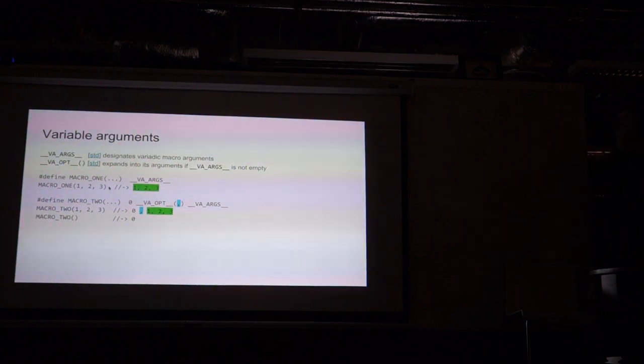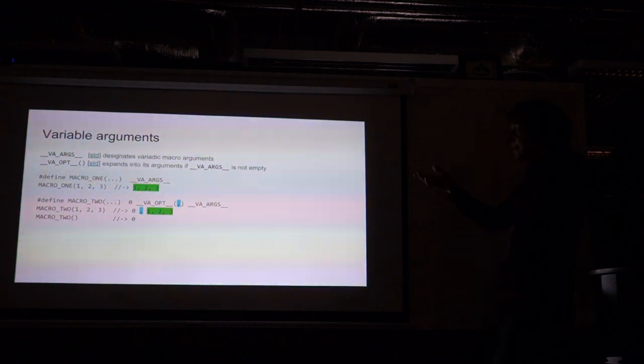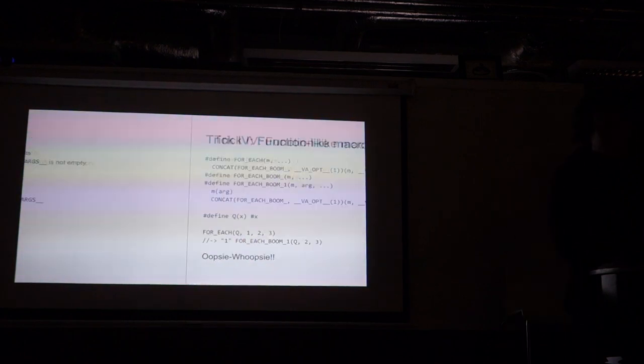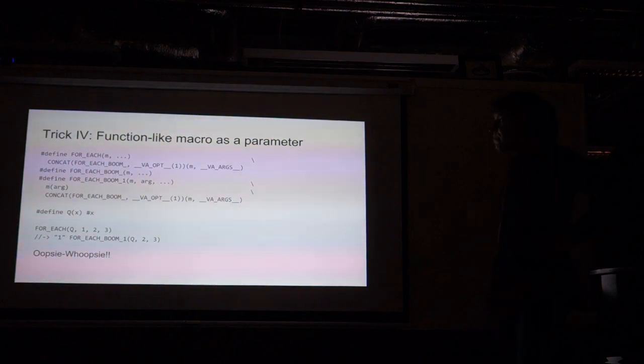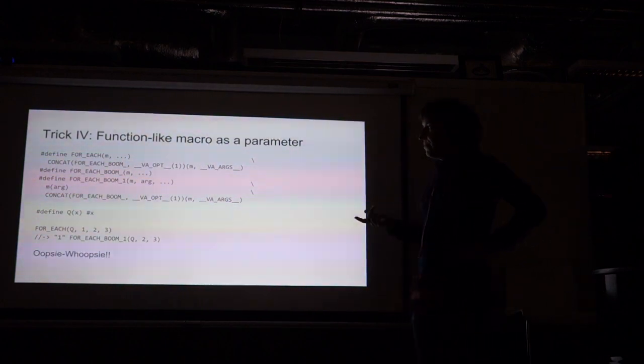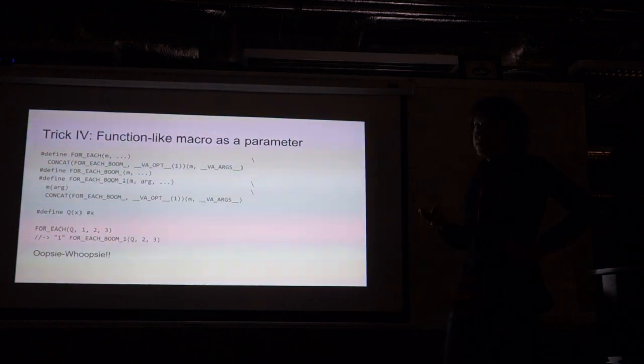So a trivial example would be the first macro, which takes everything and just spills everything back. Just like if we give it 1, 2, 3, it will give us back 1, 2, 3. And the second macro is slightly different. If we give it any arguments, then we will see 0, arguments. If not, we will just see 0. Obvious. So, trick for function-like macro as a parameter. Here is the step where we build our very interesting macro, which has some potential to be reused.